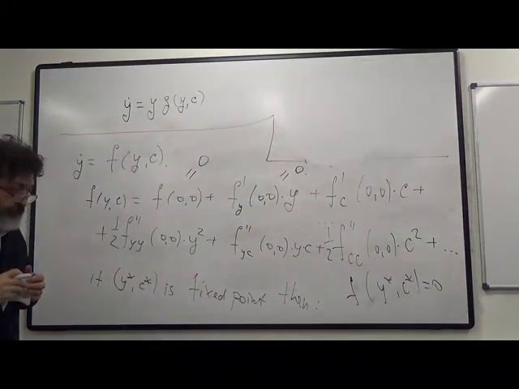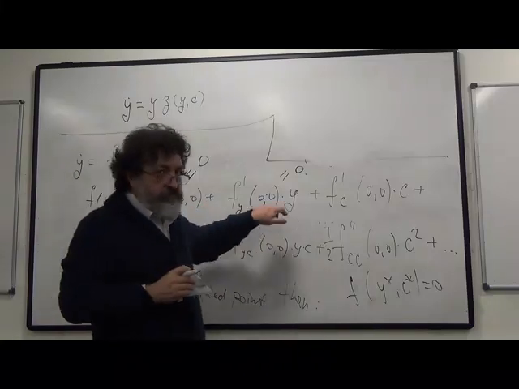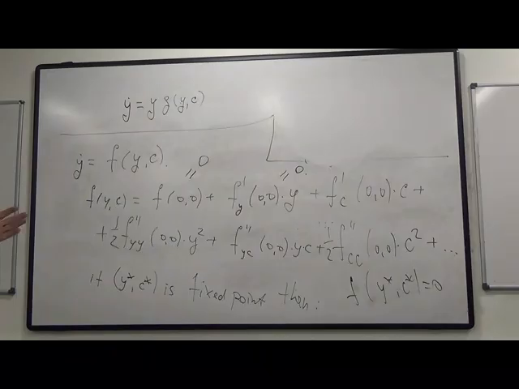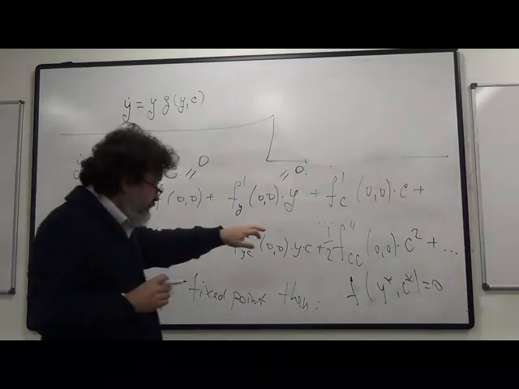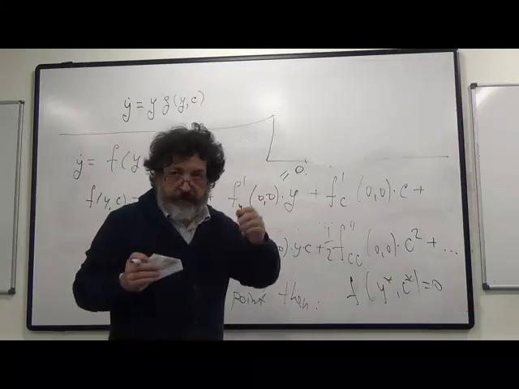Fine. Next question: if this is 0 and this is 0, most likely we have bifurcation. What kind of bifurcation we have depends on further terms. If this is non-zero, well, I will put it like this.